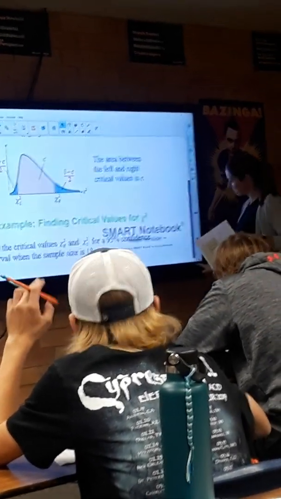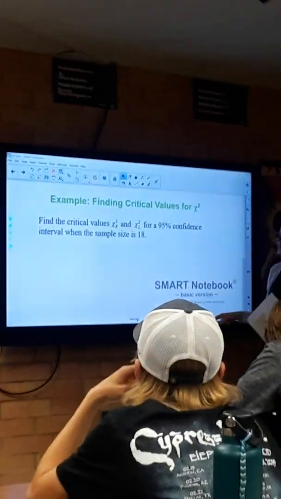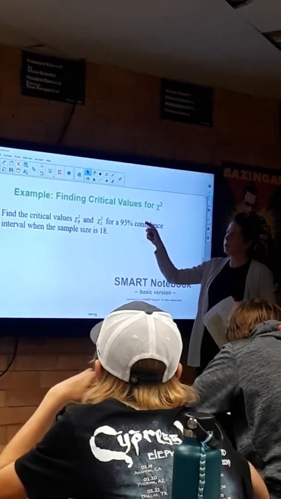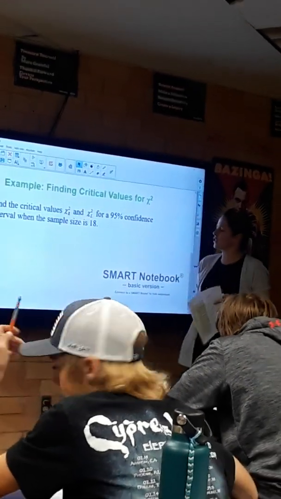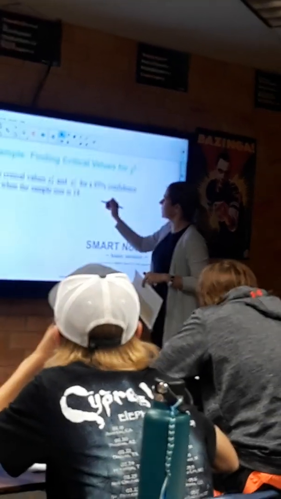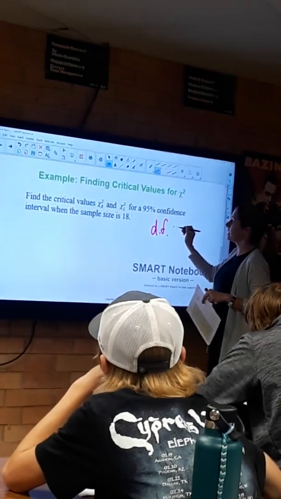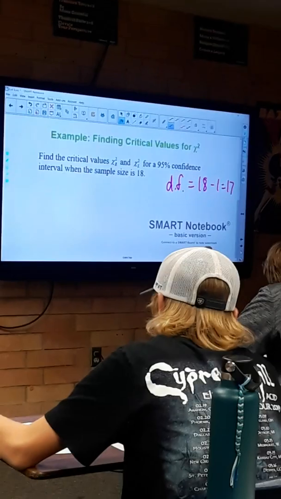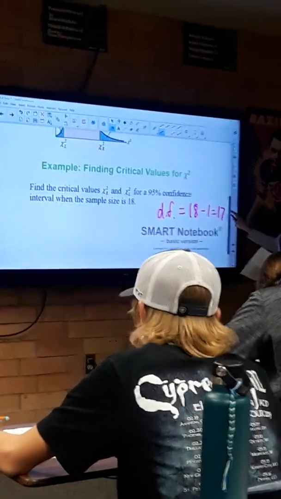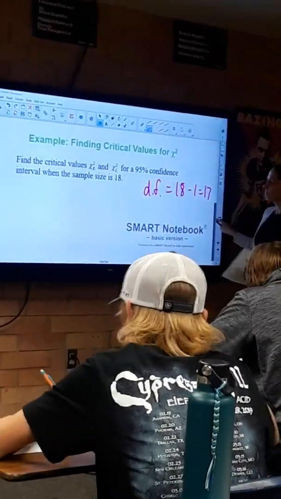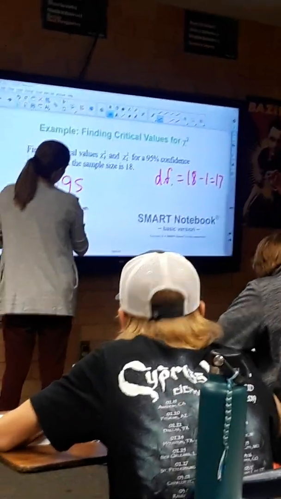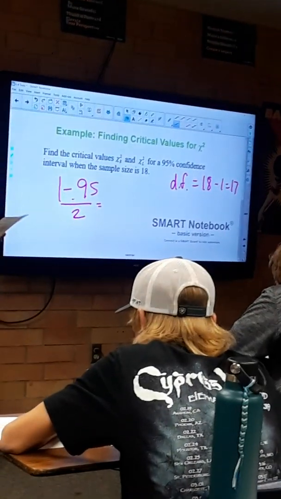Okay, so if I'm trying to find the critical values, you're looking for 95% confidence, okay? And you're looking for the right and left, and your sample size is 18. So your degrees of freedom is 18 minus 1, which is 17. So you're looking at the 17 line. And then what you're going to do, 1 minus your confidence. So 1 minus 0.95 divided by 2 is what? Someone tell me what that number is.